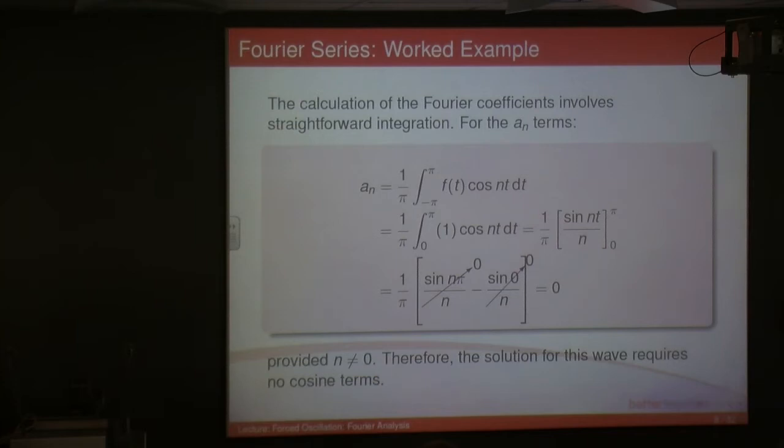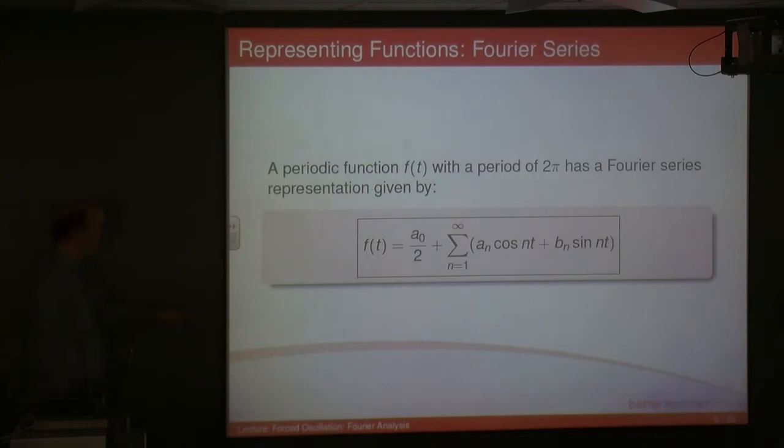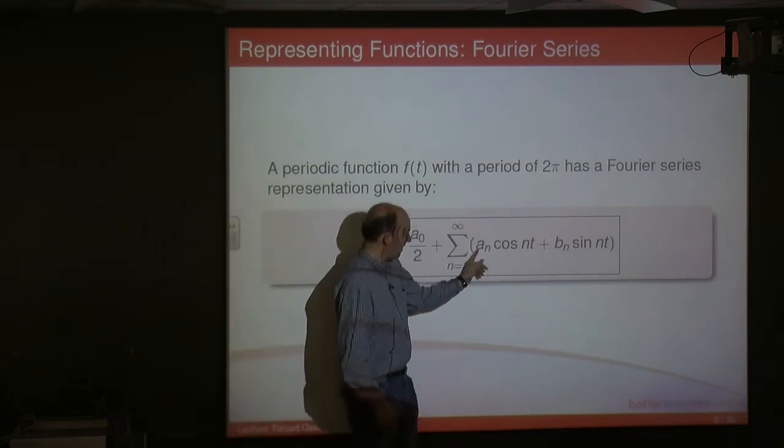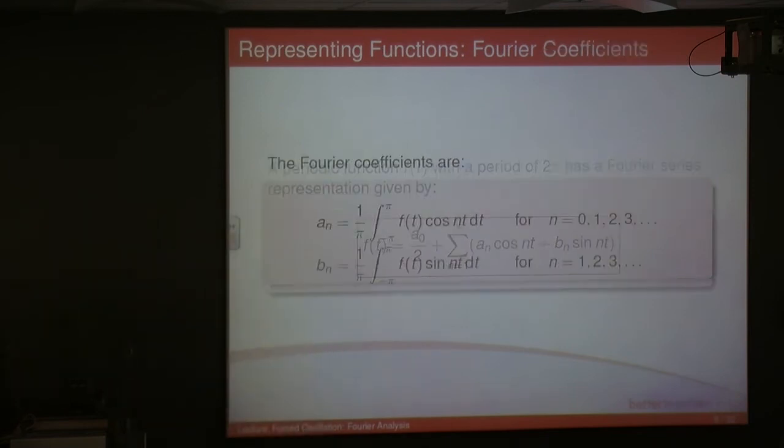As long as n doesn't equal 0, an is 0. There's no cosine terms in my solution. If I go back to the solution, an times cosine, if an is 0, then therefore there's no cosine terms in that solution.